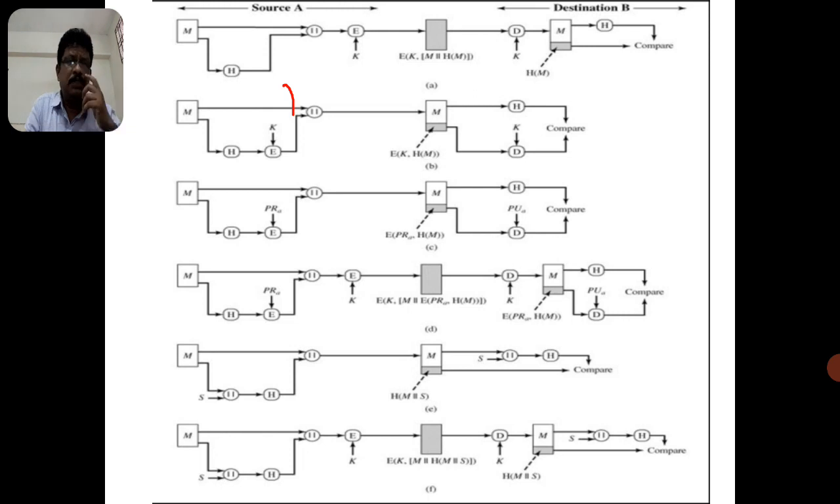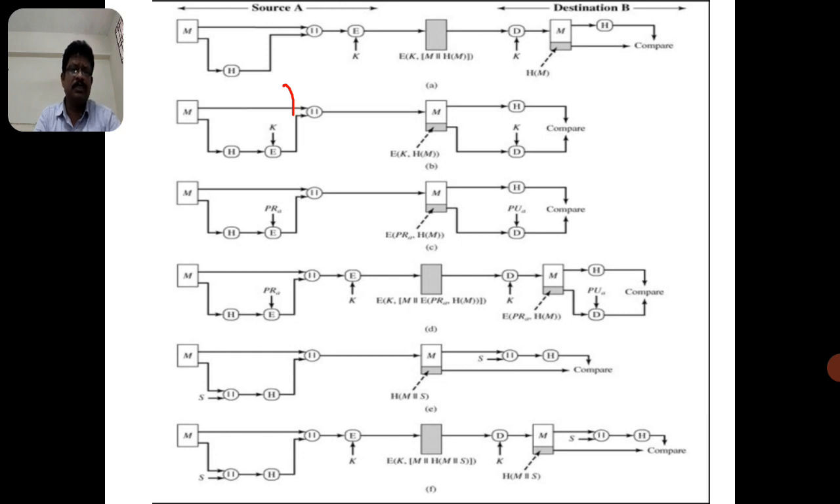So what the output is, the E_K of H of M concatenated M, that is an output. The hash function is nothing but a public function which maps a message of any length into a fixed length value. So how can we convert this particular encryption pattern? H of M is already cryptographically protected and concatenated with M, and finally the whole message should be encrypted with the help of the key. That's why here it is E_K of M concatenated H of M.